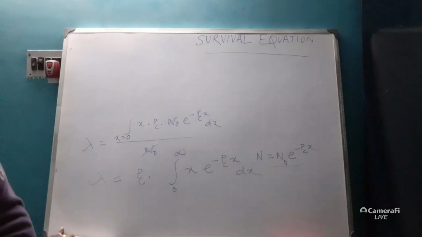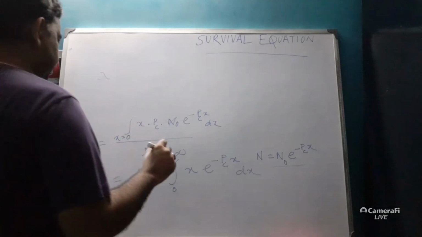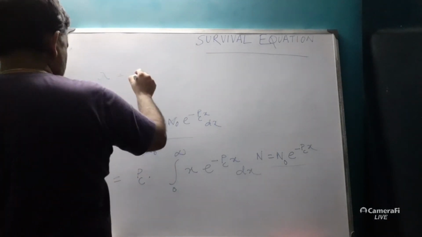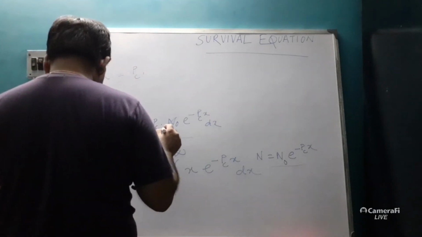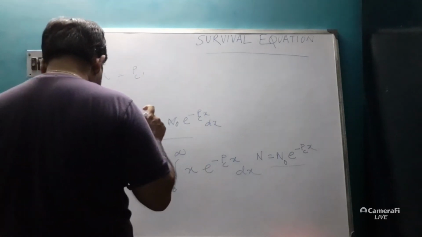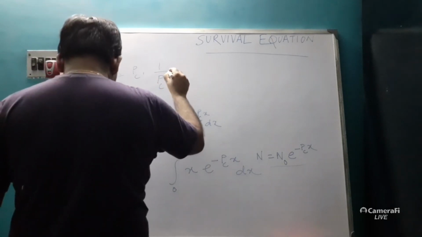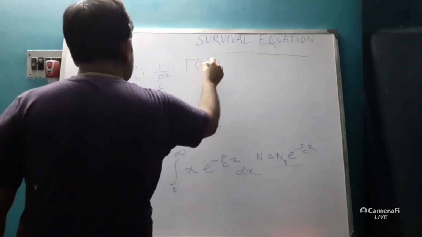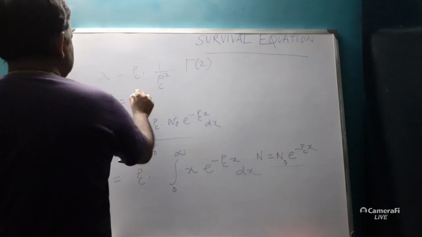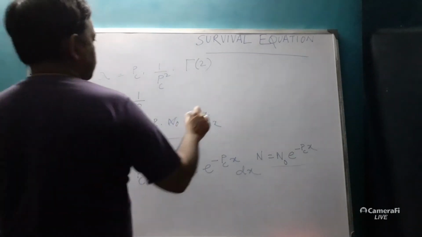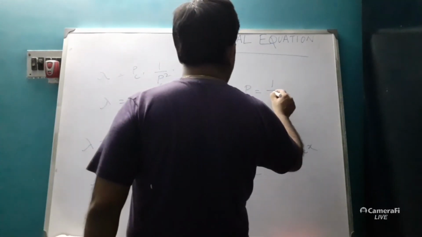So this can be written as lambda is equals to pc into 1 by pc square into gamma of 2. Gamma of 2 is just 1. So lambda is equals to 1 by pc. Therefore, the collision probability is 1 by lambda.